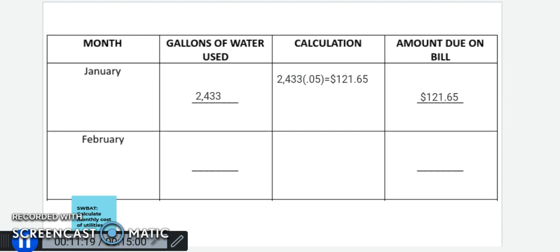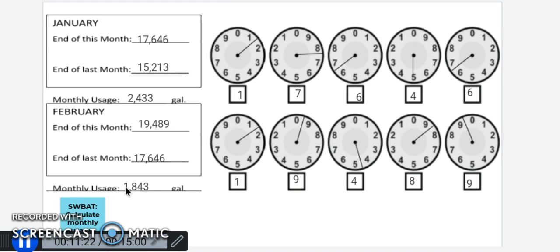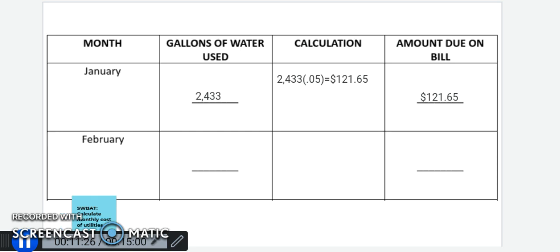So again, if you look down your list, the more water we use, the higher our bill is going to be. And that's how it works with gas and electric as well. So we used more water in March. Our bill was higher in March.